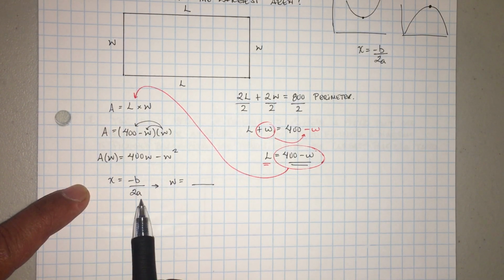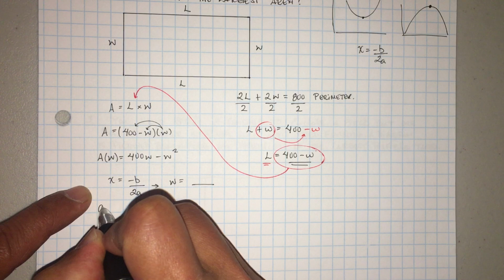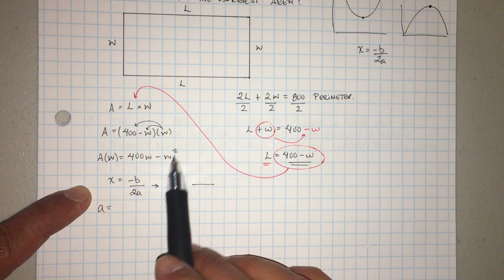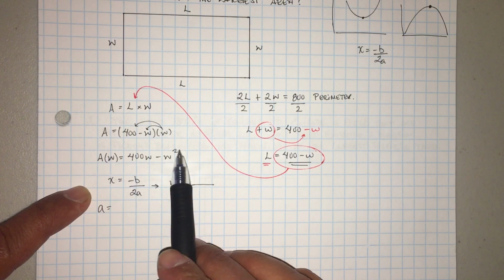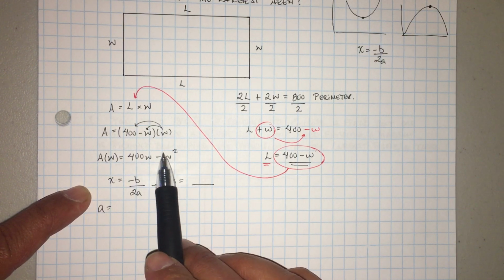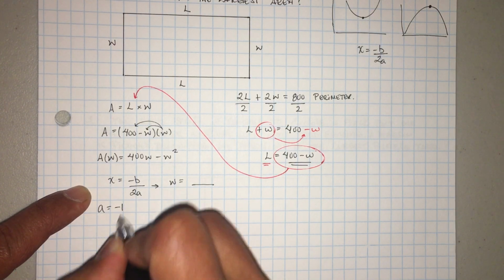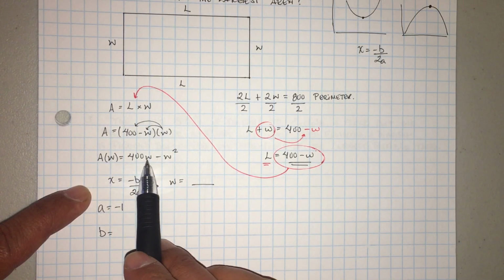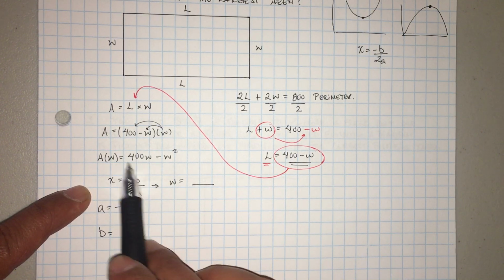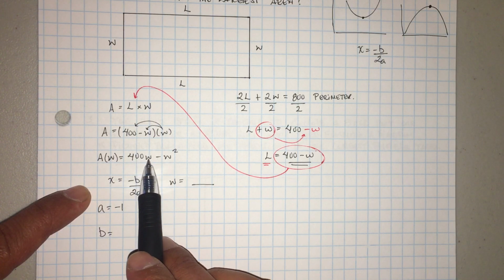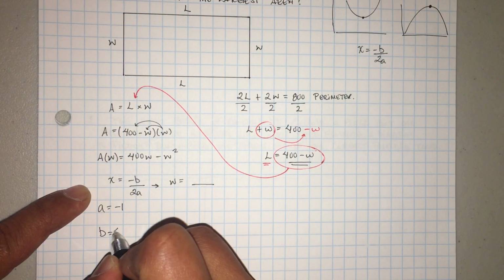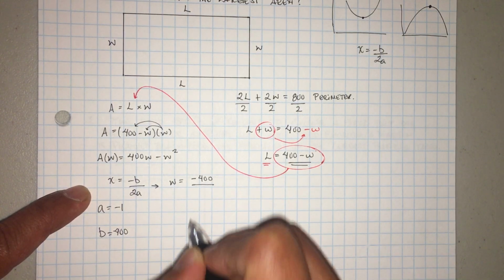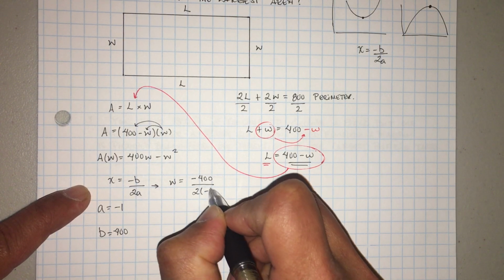Now, what's your a? What's your b? ¿Cuál es mi a y cuál es mi b? La a es el número que está enfrente del cuadrado, del w cuadrado. So whatever's in front of the x squared or the w squared. So there's a negative, and so there's an invisible 1. So a is -1. What about b? B is whatever's next to the x, or in this case the w. La b es lo que está aquí junto a la x o la w en este caso. Sería 400. So now I'm going to write negative 400, negativo 400, sobre 2 por negativo 1.